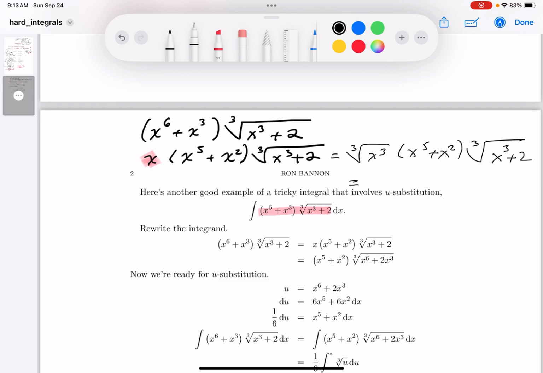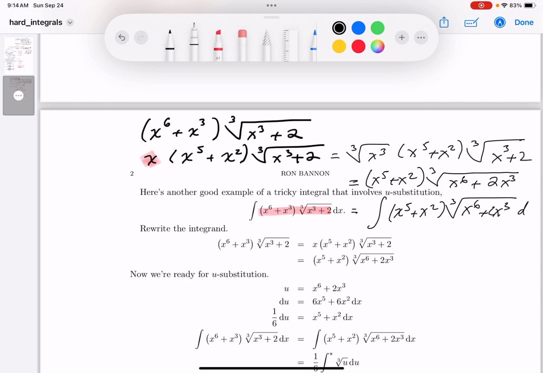Again, it may be wishful thinking. I may get this on the inside of the radicand, and even when I differentiate, I still don't see it. That's possible, all right? Let's keep moving. What do you get over here? x^5 plus x squared times the cube root. Let's see what you get. x^6 then, right? Plus 2x cubed. All right, so I'm going to write that down, with the hope that that's going to work out. So what do you get? You get x^5 plus x squared times the cube root of x^6 plus 2x cubed dx.